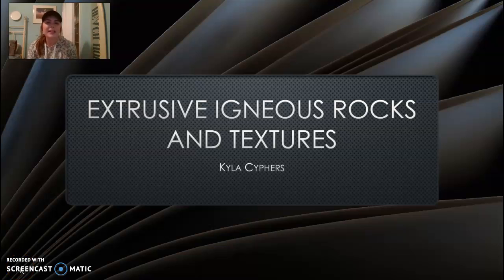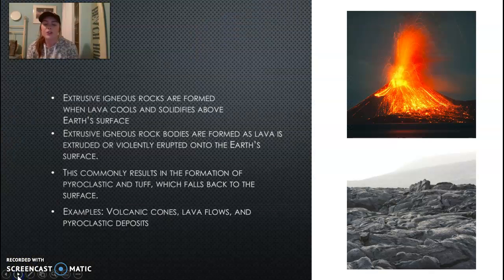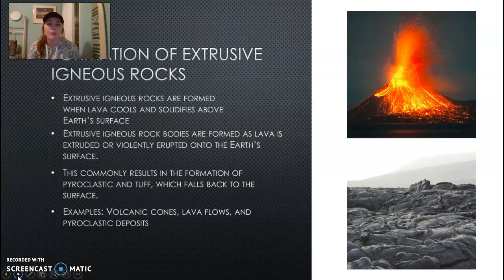Hey everyone! So today I'm going to be talking just a little bit about extrusive igneous rocks and their textures. So first I just want to mention a little bit about their formation. Extrusive igneous rocks are formed when lava cools and solidifies above Earth's surface. These different rock bodies are formed when lava is extruded or violently erupted onto Earth's surface. As you can see in that top picture there is a violent eruption.